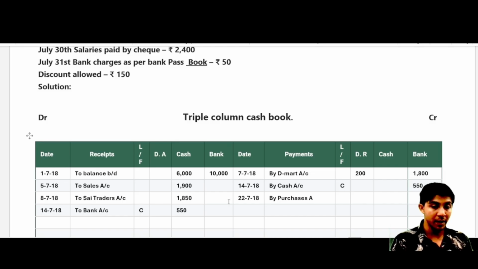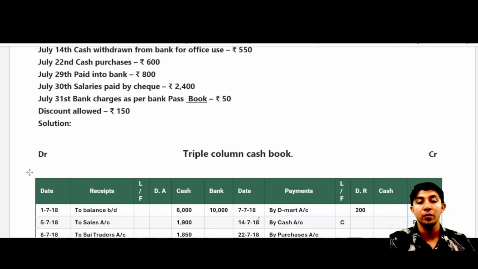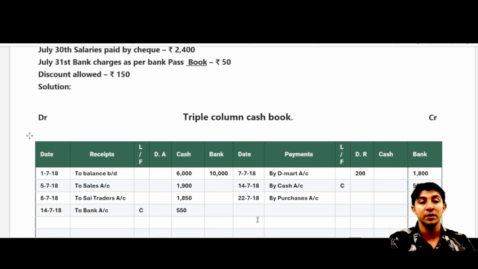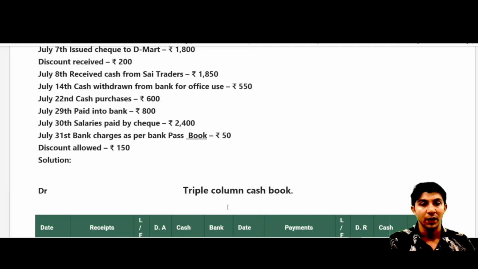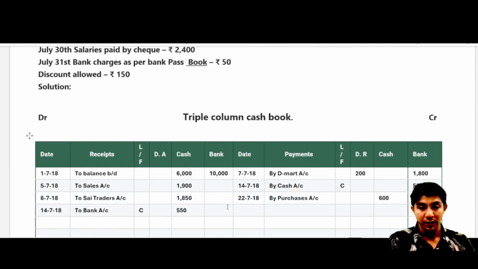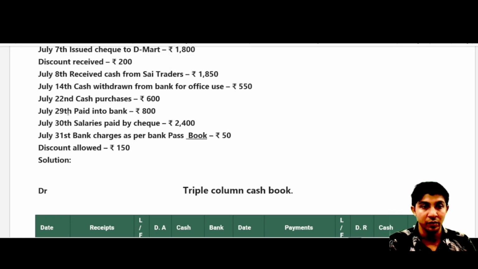By purchases account. What is the amount? कितने के गुड्स हम खरीदे? 600 के हम गुड्स खरीदे. 600 is the amount. Now let us move towards the next transaction, that is on 29th.